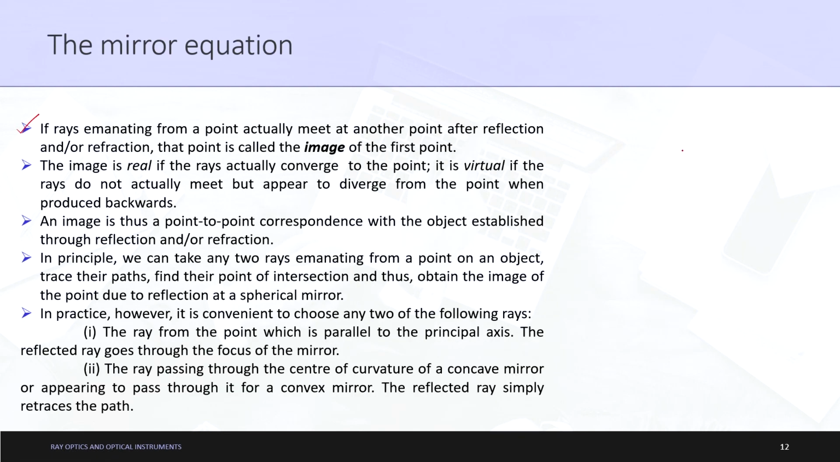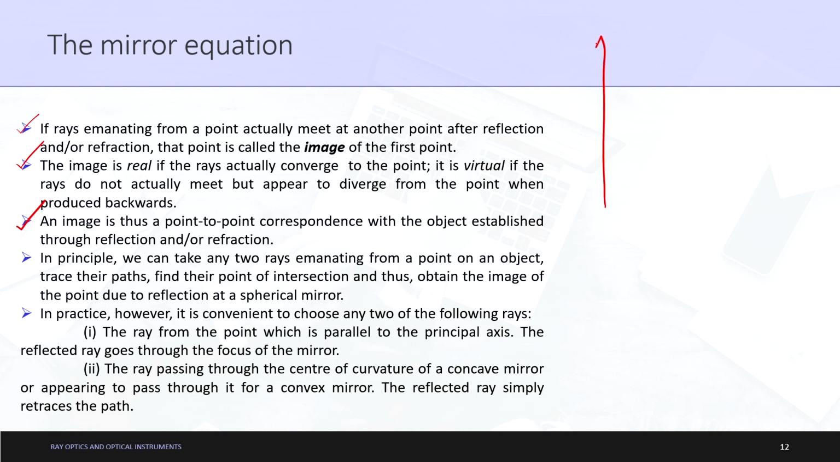Okay, let us move on. So the image is real if the rays actually converge to the point. It is virtual if the rays do not actually meet but appear to diverge from the point when produced backwards. This was the only example which I tried to explain in the previous discussion. An image is thus a point to point correspondence with the object established through reflection or refraction. Quite evident, it is a point to point correspondence.